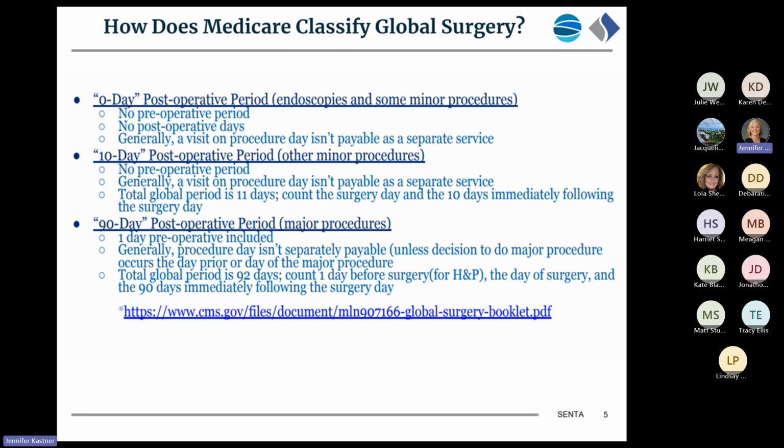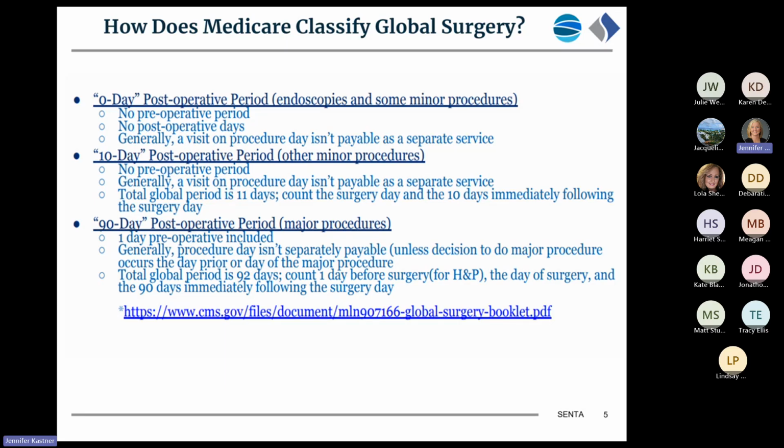So starting with the 0-day postoperative period. This includes endoscopies and some minor procedures such as ear cerumen removal. For these services, there's not a preoperative period and no postoperative days. Additionally, an E&M visit on this day is not typically separately payable unless there are unique circumstances, and that must be reflected within the documentation.